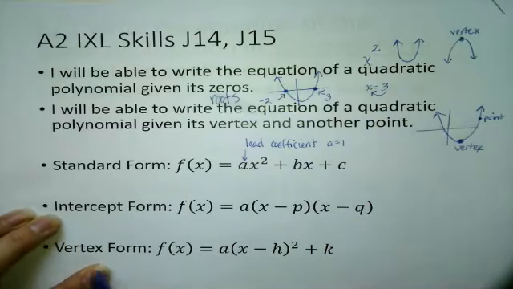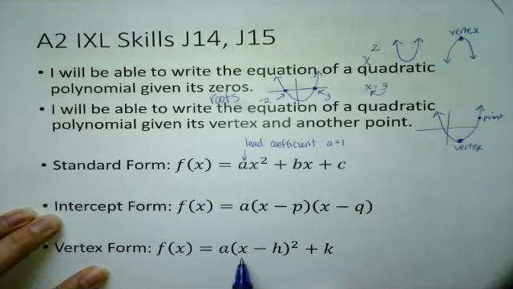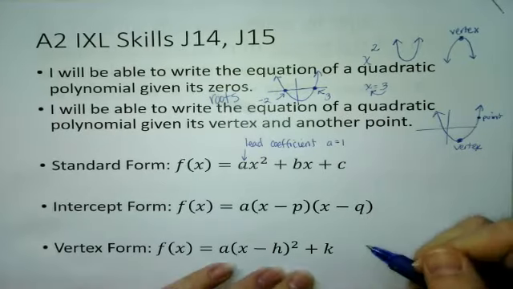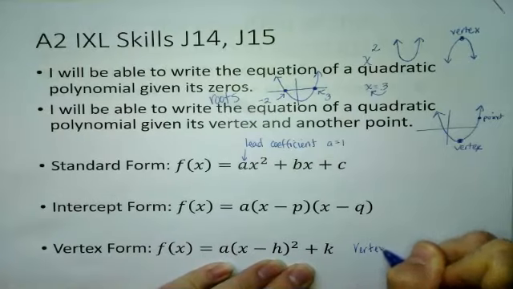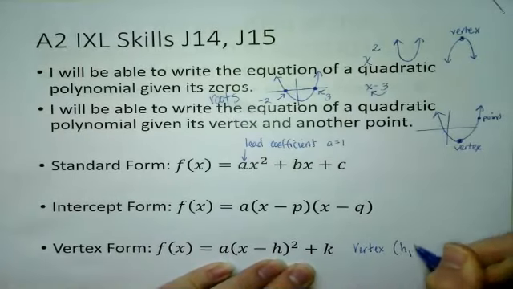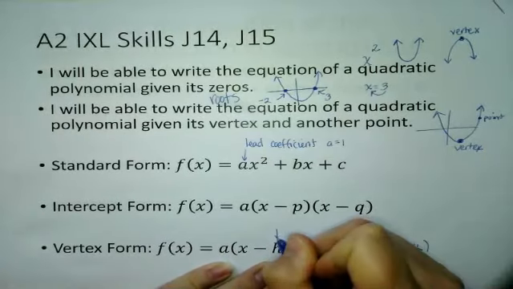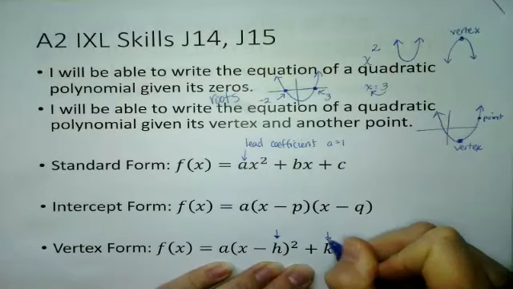We also have vertex form. Again, pay attention, they're going to ask for stuff in vertex form. This is vertex form: a times the quantity x minus h squared plus k. And again, we've done this form before. They're going to give you a vertex, which is very nice. The vertex is always going to go in place of the h value and the k value.